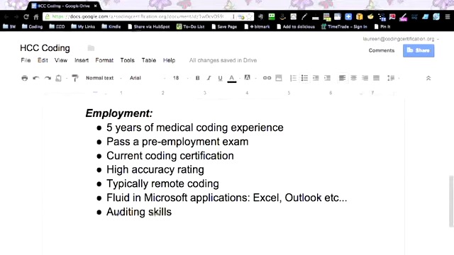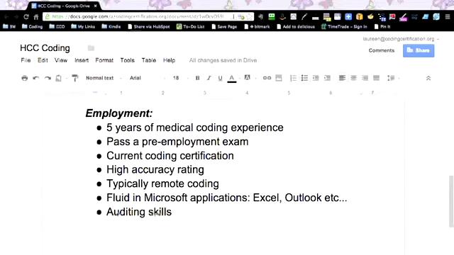As for current coding certification, you have to be certified. They didn't care if you were a CPC or a CCS. They wanted you to be one or the other. There is a high accuracy rating. They don't care that you're necessarily fast. They want you to be accurate. They want 98% accuracy. Typically, it's done remotely. Everybody that I'm working with on the HCC is coding from home, including all the instructors and the auditors.